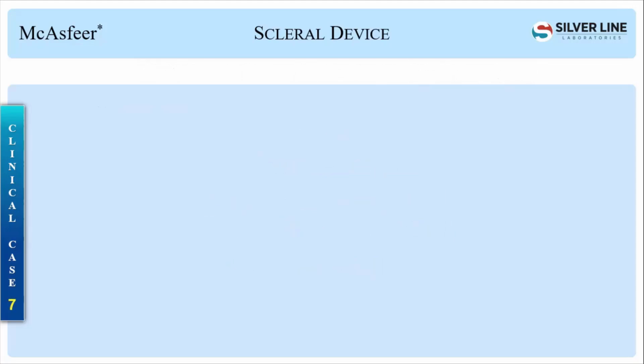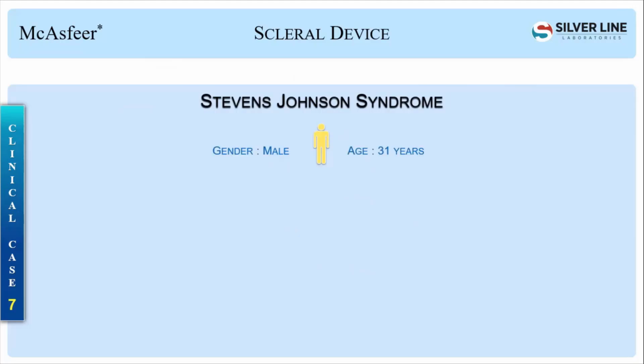And there is one more thing I want to show. This is my last case, Stevens-Johnson syndrome. This is a much milder Stevens-Johnson, because I have seen more severe cases there. So I want to show everyone that even this severe a case can be treated by scleral lenses. He was a 31-year-old male.